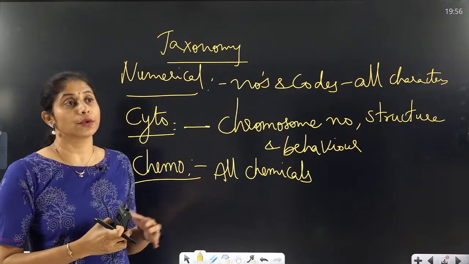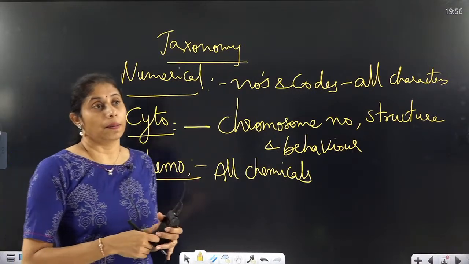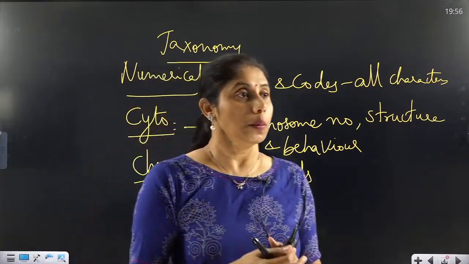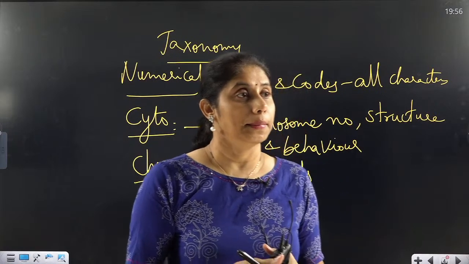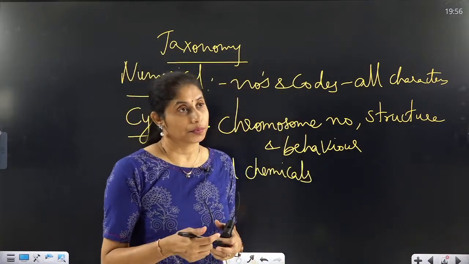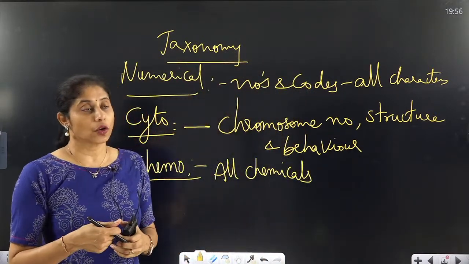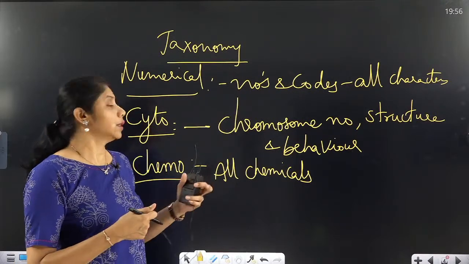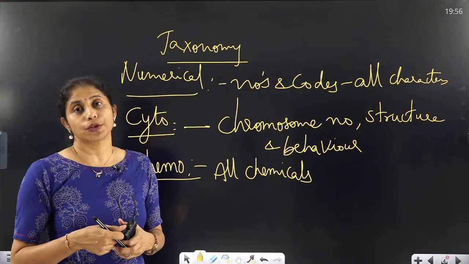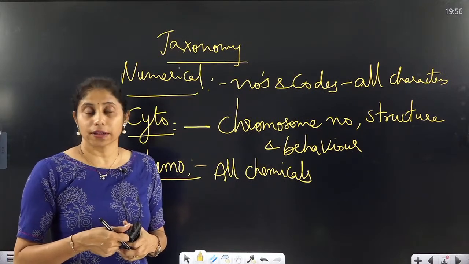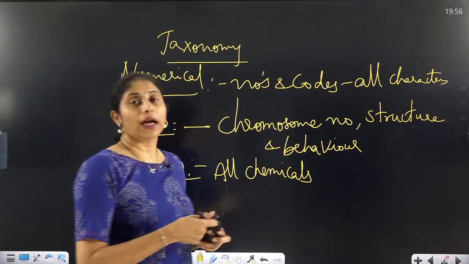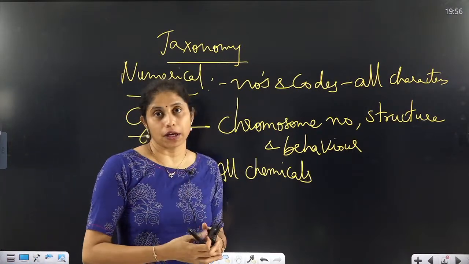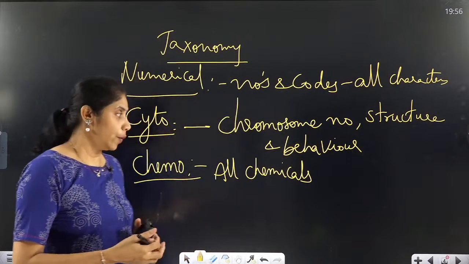I hope all of you understood these three definitions. If you understood, you can give a thumbs up. Numerical taxonomy: numbers and codes are assigned to all the characters. Then cytotaxonomy: chromosome structure, number and behavior are considered. Then chemotaxonomy: all chemicals of the plant are considered while doing the classification. Okay, very good, thank you.